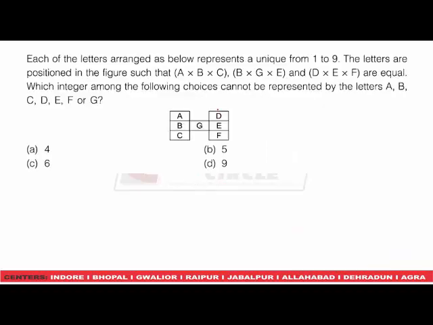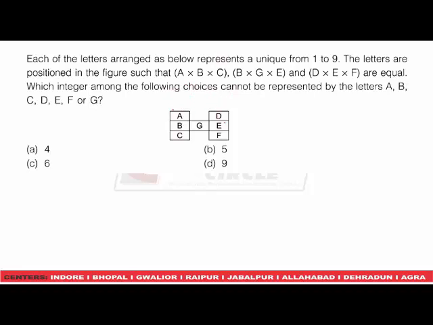The next question is: each of the letters arranged as below represents a unique integer from 1 to 9. The letters are positioned in the figure such that A cross B cross C, B cross G cross E and D cross E cross F are equal. Which integer among the following choices cannot be represented by the letters A, B, C, D, E, F or G? Now for solving this question there is not any direct method. It can only be solved by intuition.